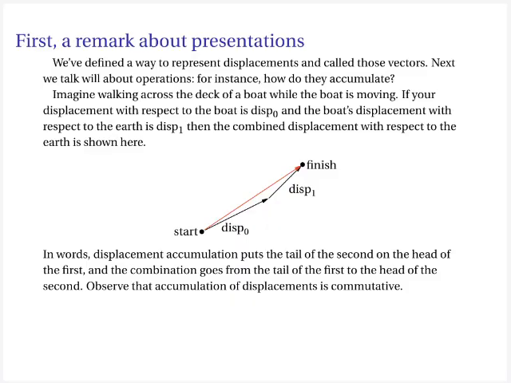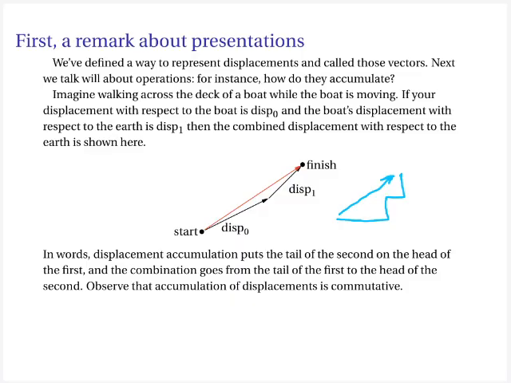So next we're going to talk about operations. For example, how do you accumulate? If you have two vectors and you do first the one and then the other, how do they combine? The right way to think of this is that you imagine you're walking across the deck of a boat while the deck is moving. So you have a motion due to your walking and a motion due to the boat. Maybe the motion due to your walking is 2 over and 1 up, and the motion due to the boat might be 1 over and 1 up, and so the total motion combines like that.